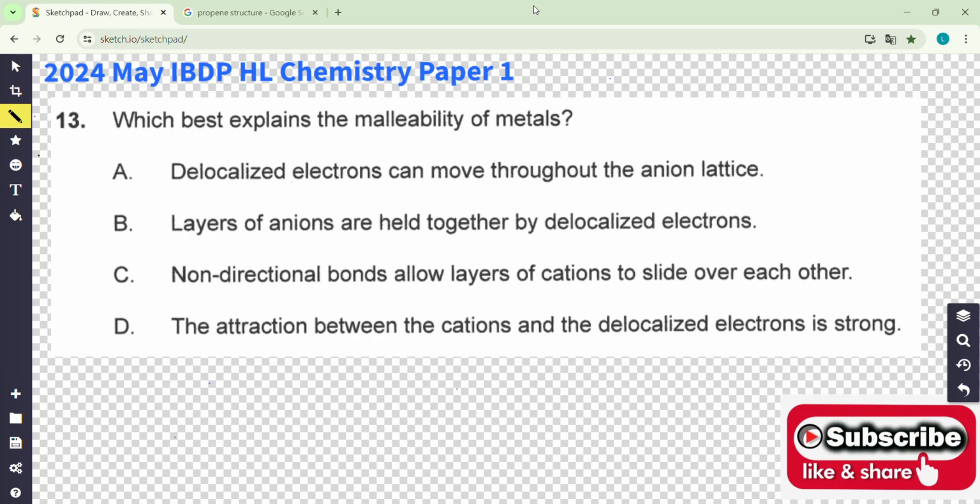Thanks for your comments. I realize I made some 101 baby mistakes. First of all, metal should be a positive ion, a cation. Sorry, it should be anion, cation. And then why is it malleable?